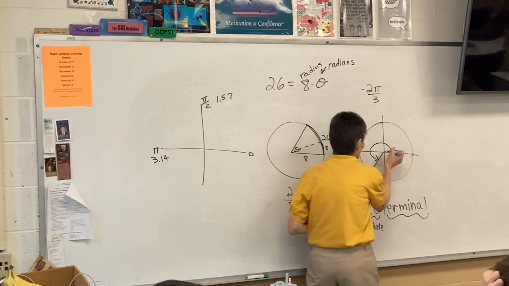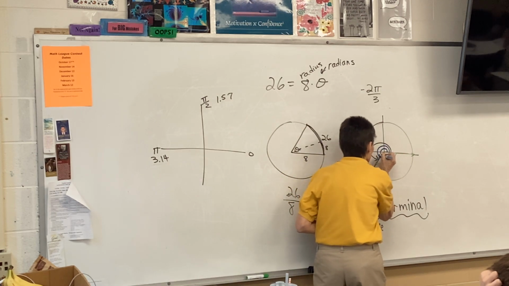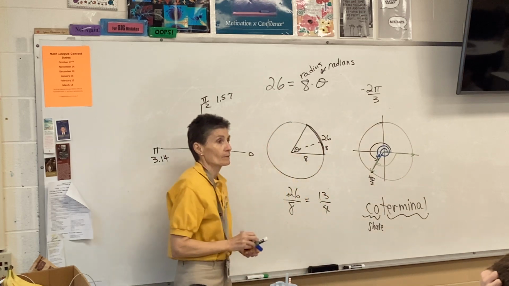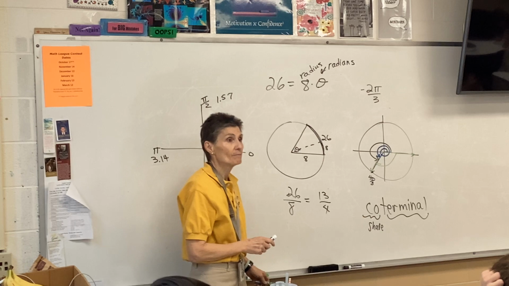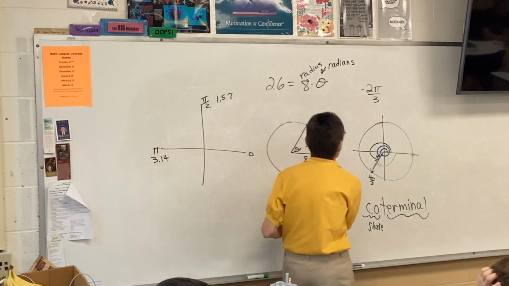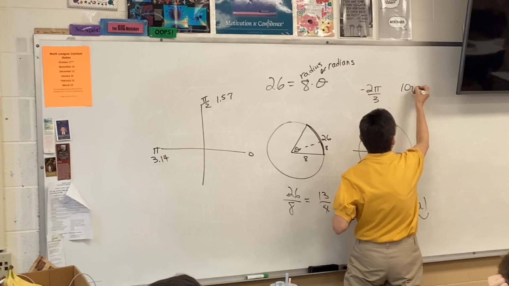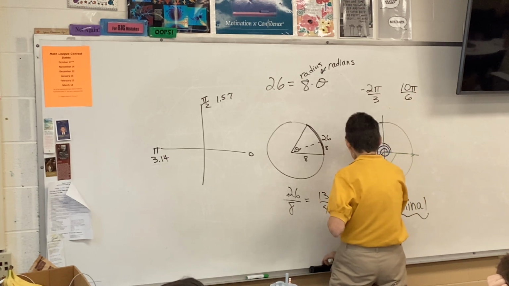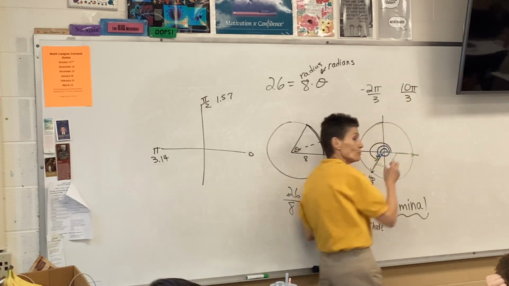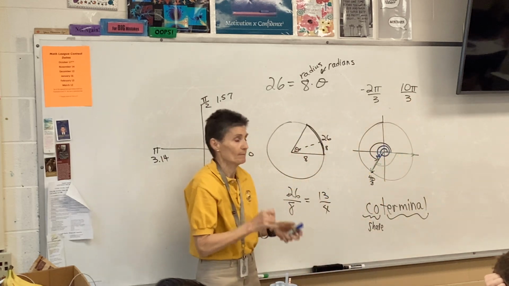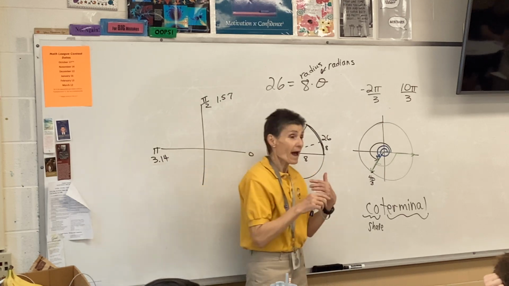What about this blue one? Does it start and stop in the same place? Luke says 10 pi over 3. Yeah, 10 pi over 3. Luke, how did you do that? I think you're right. What were you thinking? It's just an extra rotation. It's 2 pi. Exactly.